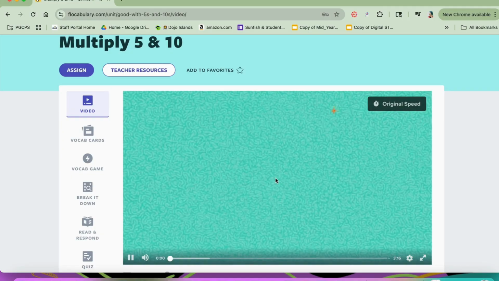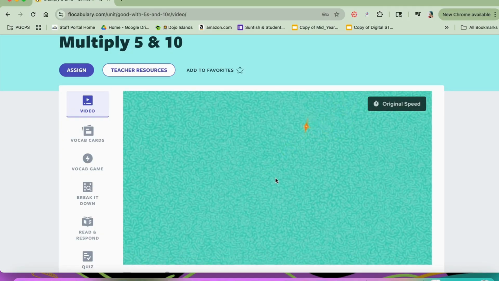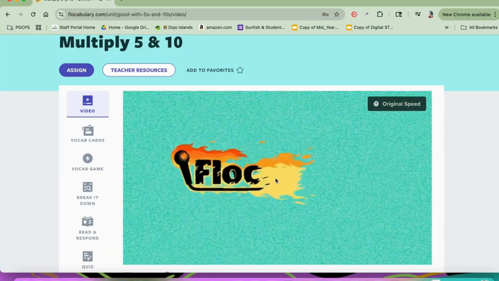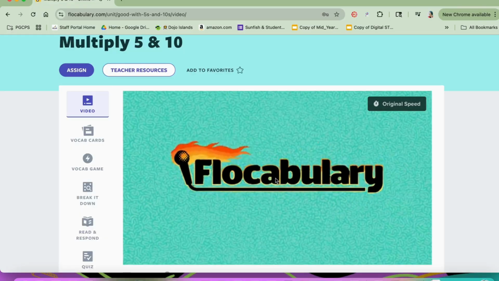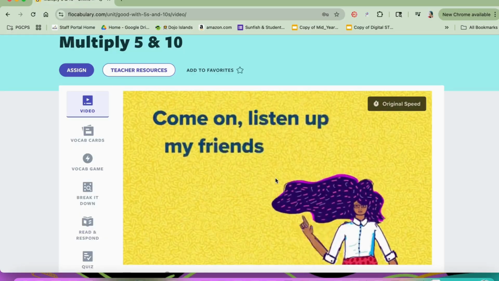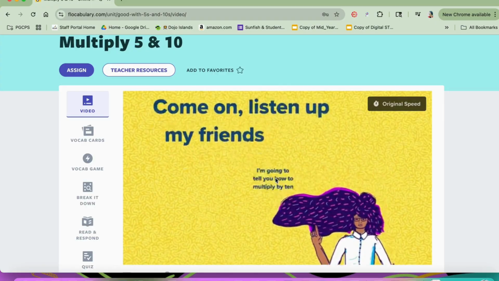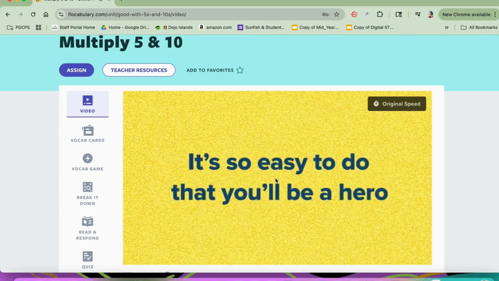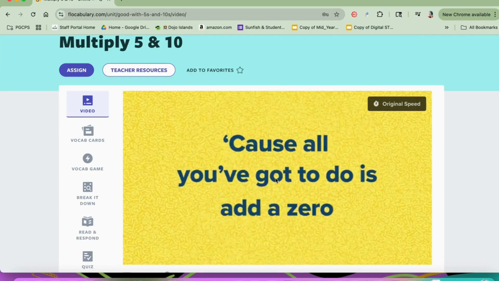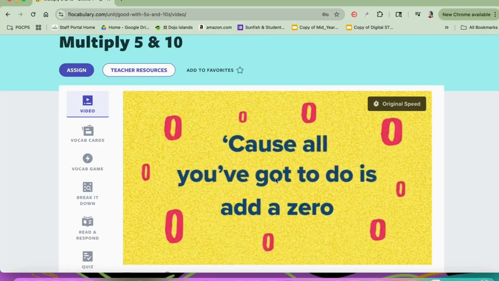When we started the lesson, we watched the vocabulary video for multiples of 5 and 10, and the catchy beat immediately captured their attention. The song breaks down the concept of skip counting, helping students understand how multiples are patterns we can recognize and use in math.